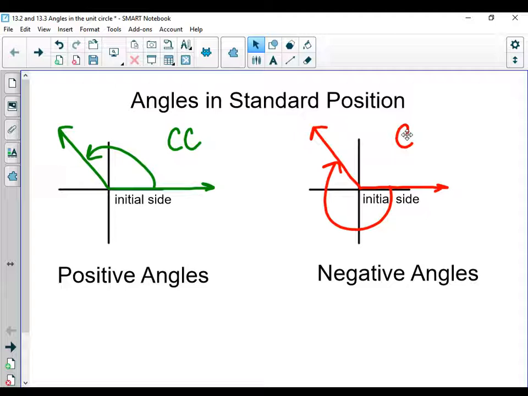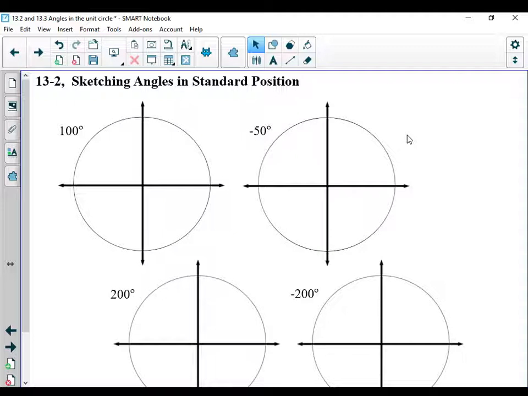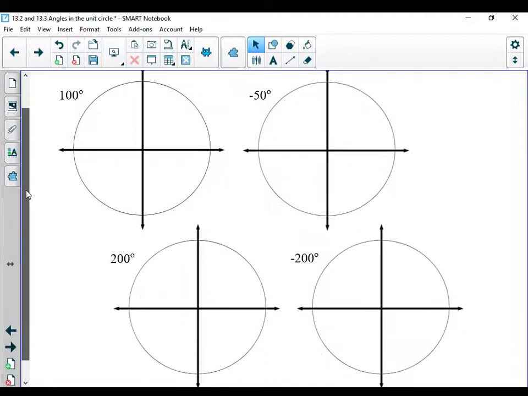And we'll go back to this slide and reference it in another term that we're going to learn. Okay, so what I want you to do now is draw out these 4 angles. We're going to sketch these angles. You have 100 degrees, negative 50 degrees, 200, and negative 200. So go ahead and sketch out where these angles would be. Do not forget your X and Y axis.